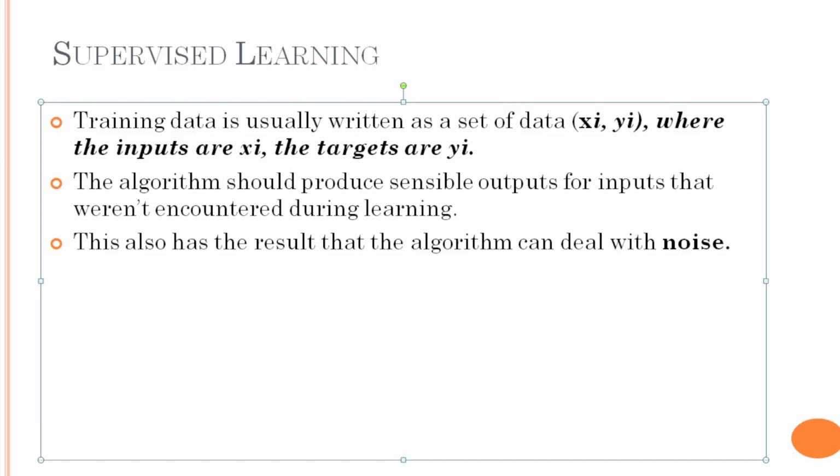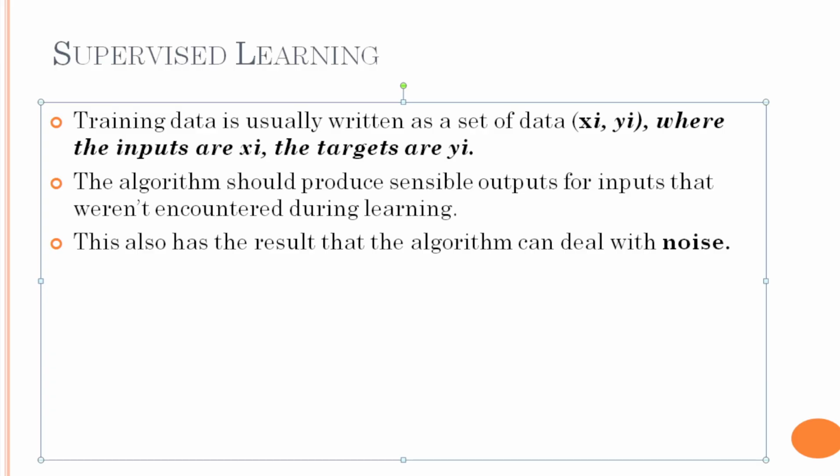In supervised learning, there is a set of data which is called training data, and this training data consists of a set of input data that has target data, which is the answer that the algorithm should produce. This is usually written as a set of xi, yi, where inputs are xi, targets are yi, and i is the index that suggests we have lots of pieces of data indexed by i running from 1 to some upper limit n.